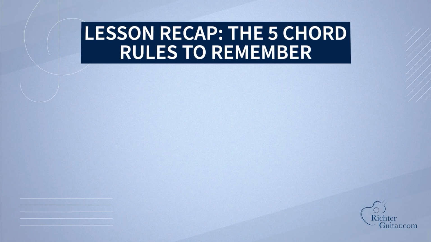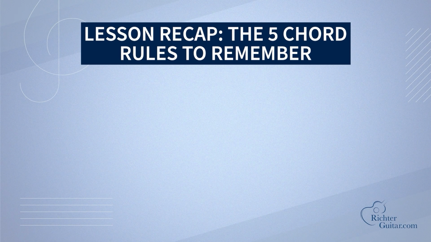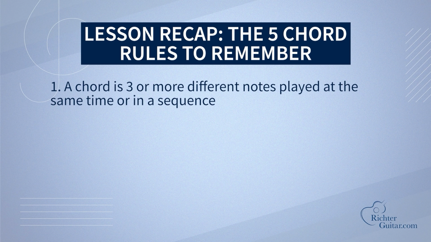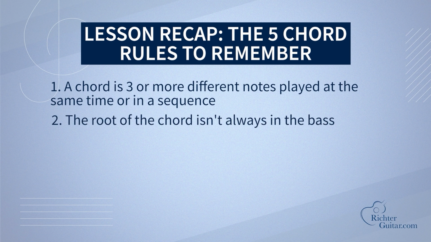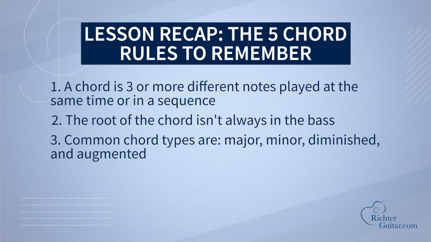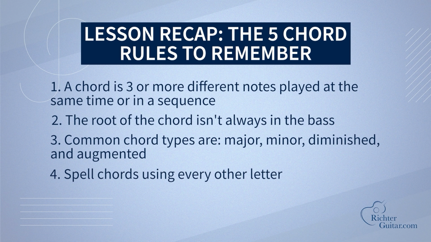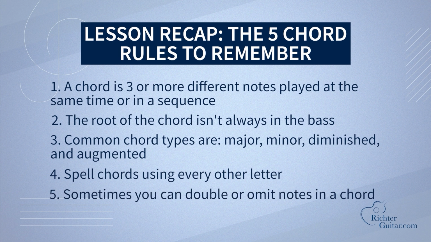So let's quickly summarize the 5 rules for chord spellings we went over in this video one more time. Rule number 1. The definition of a chord is 3 or more different notes played at the same time or in a musical sequence. Rule number 2. The root of the chord is not necessarily always going to be the bass note. Rule number 3. We have major chords, minor chords, diminished chords, and augmented chords. Rule number 4. Chords are always spelled using every other letter. Rule number 5. Sometimes it's okay to double notes that exist in a chord or omit certain notes in a chord. Just remember that if you do omit a note in a chord, it's usually going to be the 5th. We'll get into why later.